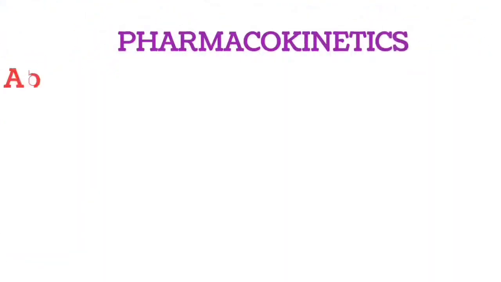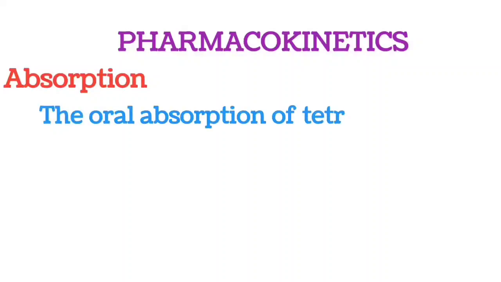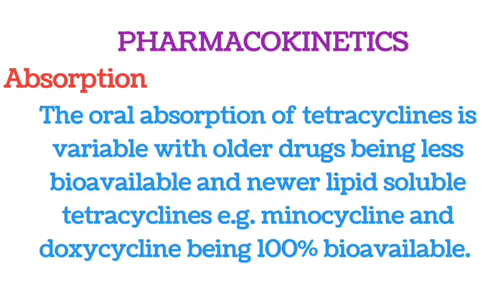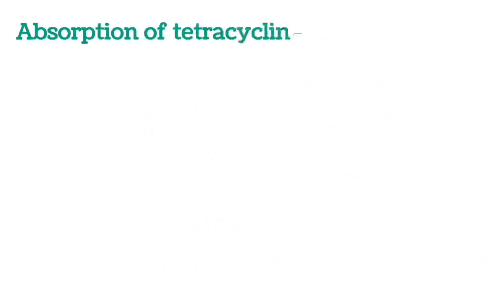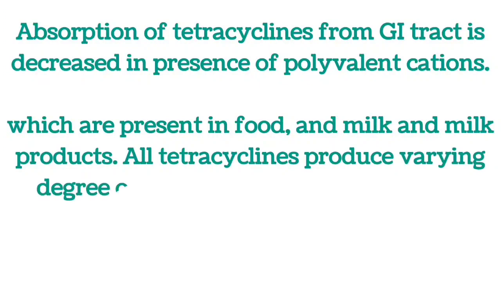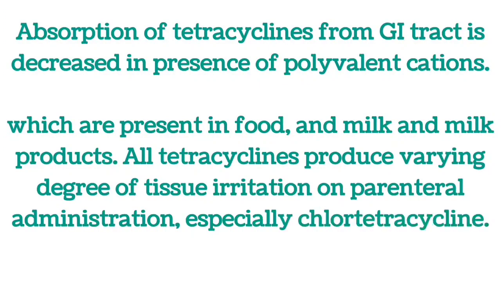Pharmacokinetics. Absorption. The oral absorption of tetracyclines is variable, with older drugs being less bioavailable and newer lipid-soluble tetracyclines, e.g. minocycline and doxycycline, being 100% bioavailable. Absorption of tetracyclines from GI tract is decreased in presence of polyvalent cations, which are present in food and milk products.